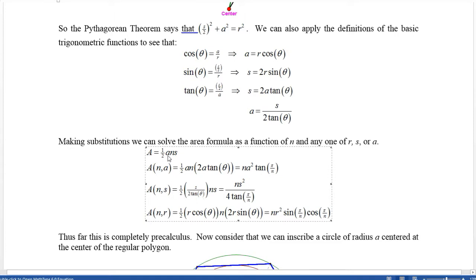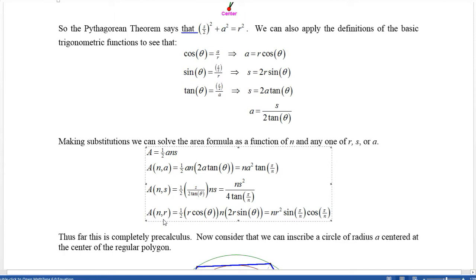Similarly, we can take 1/2 ans and get rid of the A and put it in terms of S. Now A in terms of S was this bottom expression up here: A equals S over 2 tangent of theta. Put that in place of the A in the formula, and we get area is 1/2 times S over 2 tangent theta times n times S. So the half and the 2 are both in the denominator, so they multiply together to get 4. Tangent of theta is in the denominator. And in the numerator, we have an n and an S times S. So that's n S squared over 4 tangent of pi over n.